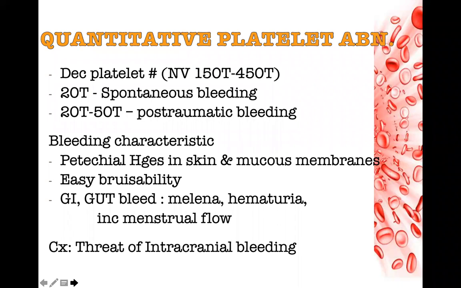Characteristics of the bleeding when it comes to platelets, usually it's superficial. You can see petechial hemorrhages or those pinpoint hemorrhages in the skin as well as in the mucous membrane. Patients would also easily bruise. Some of them may present with bleeding in the GI and genitourinary tract and could present as melena, hematuria, or increased menstrual flow. Our biggest fear here is the threat of intracranial bleeding if your platelet count would be very, very low.